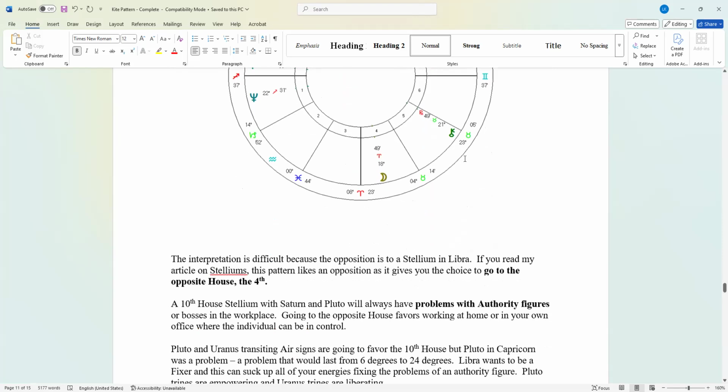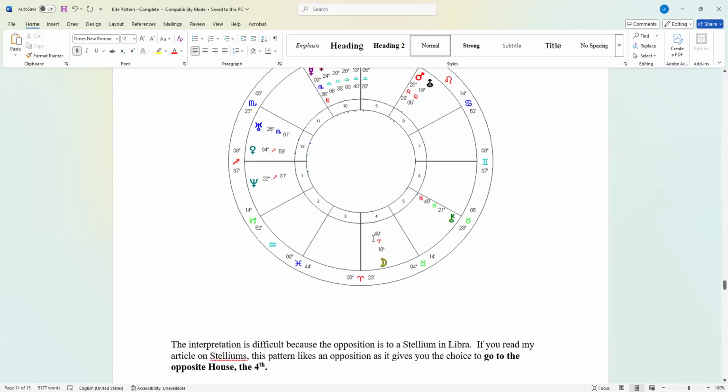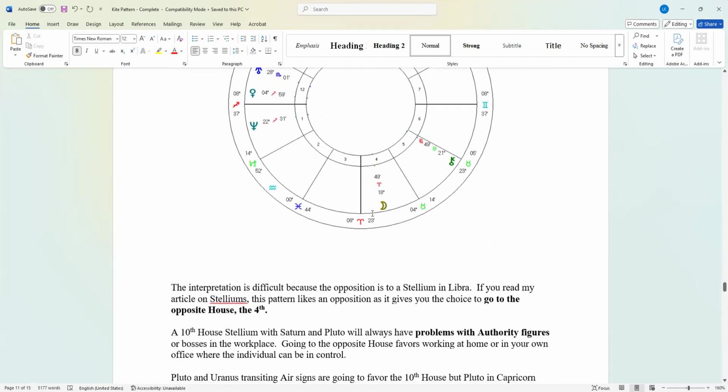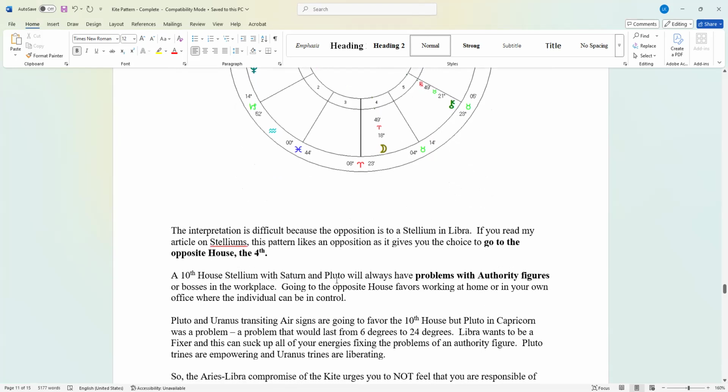And I would say go to the opposite house. And stelliums tend to like oppositions. It makes it easier to make that choice in the fourth house. And the fourth house means that you have your own business, you work out of your own home. You don't have to work under the thumb of an authority figure. Because with Saturn and Pluto in that 10th house, there are always going to be problems with authority figures or bosses in the workplace. So you have to go to the fourth house where you work out of your own home, where you can be more in control. Even school teachers can have that, avoiding authority figures because they're the boss in the classroom.